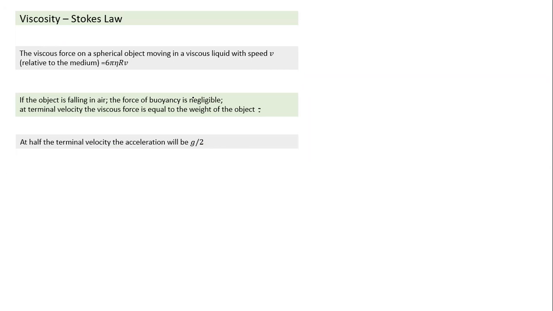And in a simple question, if I ask what will be the acceleration of any object falling in air at half the terminal velocity? At terminal velocity, the weight is balanced by an equal and opposite viscous force. What happens if the object is at half the terminal velocity? At half the terminal velocity, the weight remains the same, mg. But the viscous force will become half. So this viscous force Fv will be equal to W by 2. So the net force is W by 2, and the acceleration will be equal to g by 2. Just to understand what happens in case of air.